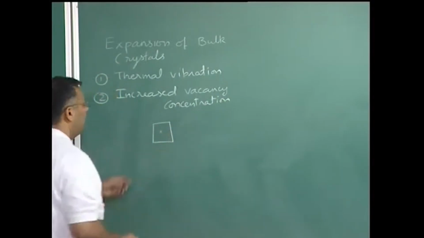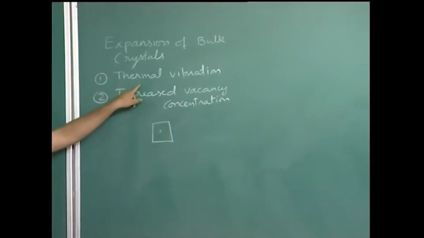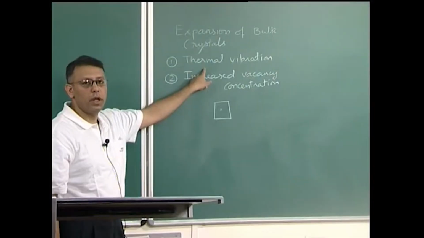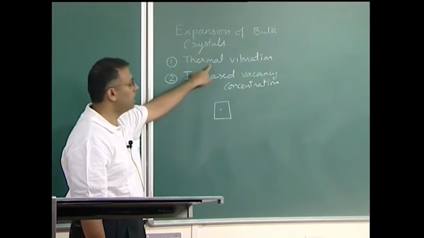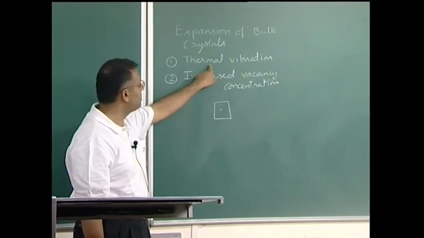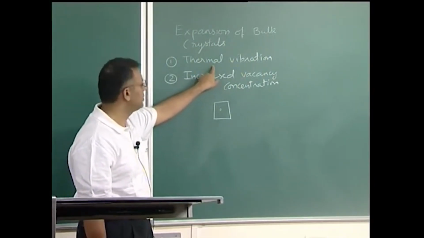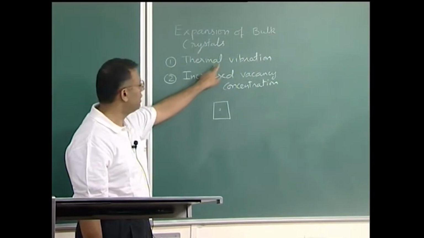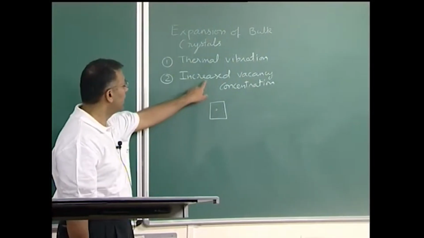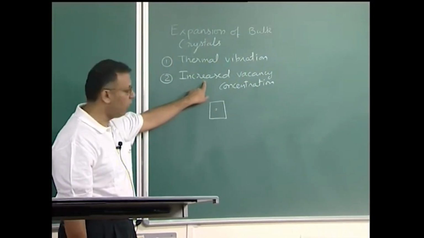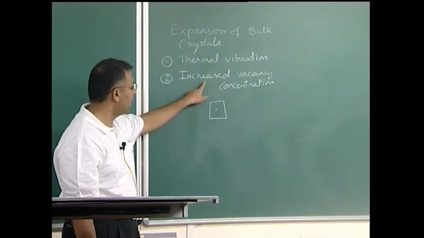So, there are two contributions here. The dominant contribution is the thermal vibration contribution, and we know that the potential energy versus distance plot is asymmetric, and the average distance moves out to larger distances in the potential well. That means, therefore, when there is thermal vibration, the material would expand. The increased vacancy concentration is a much smaller effect, about one in 10,000.